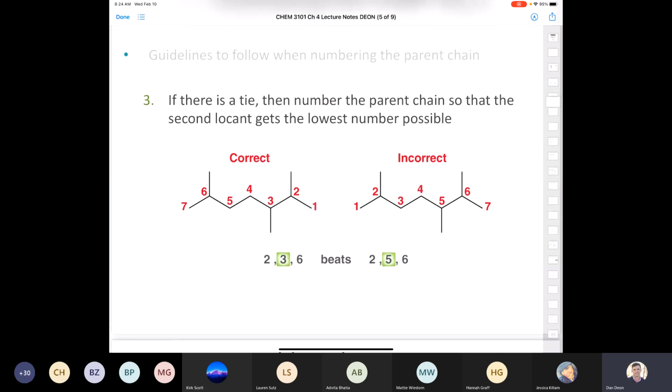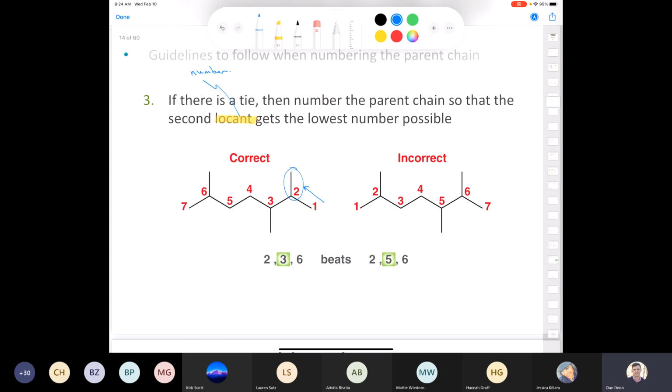Let's see here. It says if there's a tie, then you number the parent chain so that the second locant gets the lowest possible number. The word locant is just a fancy name in organic chemistry that we use for number. Okay, it means nothing more than number. So a 1, a 2, a 3, right? Look, here's the correct way right here. It wouldn't matter if you numbered going this way. Okay, the first substituent is at carbon 2.